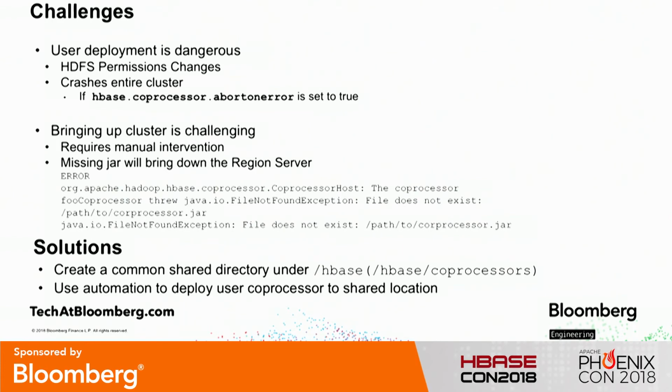There's a debate on that, whether you want to set that to true or false. If you set that to false, the coprocessor will be unloaded, and then you don't get the desired result, as Esther mentioned. But if you set it to true, it will crash your region server. So it's a chicken-and-egg problem. What do you want to do with that? Do you want to crash your region server, or do you want to get incorrect data?